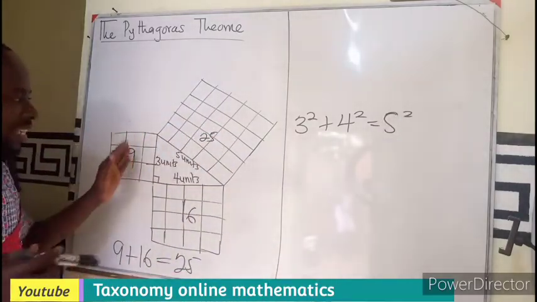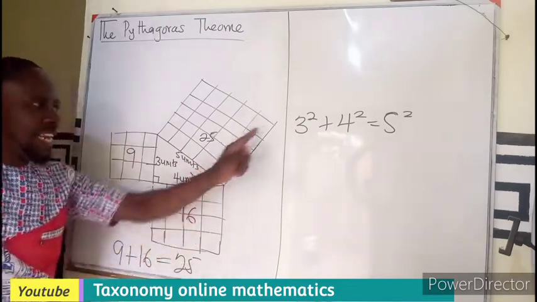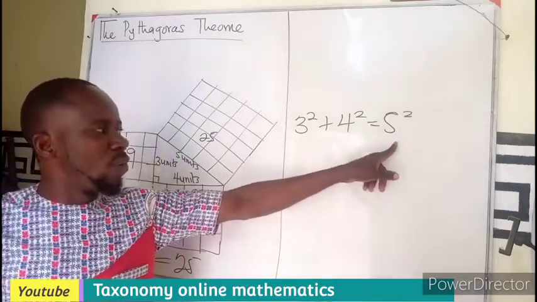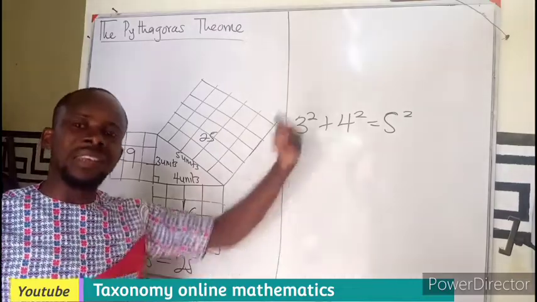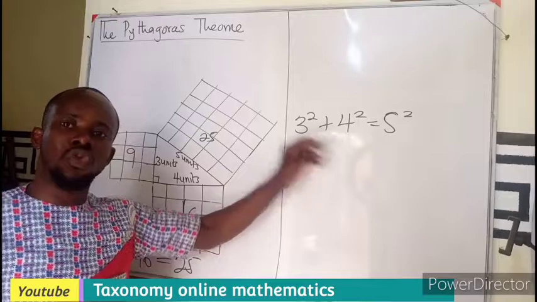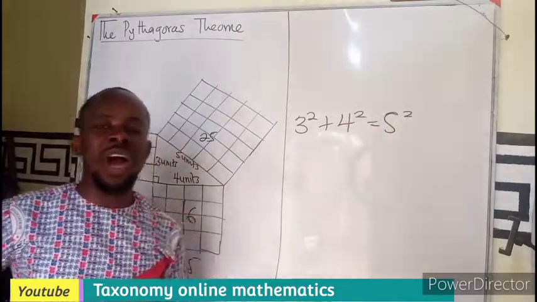So all that Pythagoras theorem is trying to develop is that the square of the longer side is equal to the sum of the squares of the two shorter sides. Or the sum of the squares of the two shorter sides is equal to the square of the longer side.